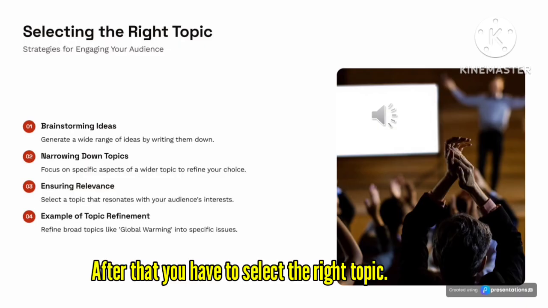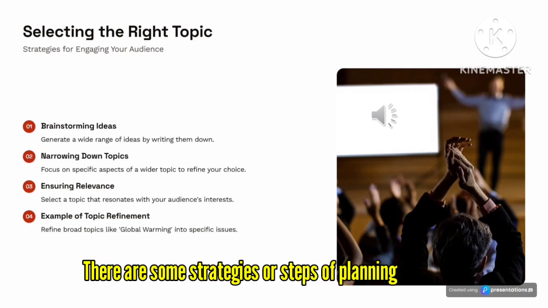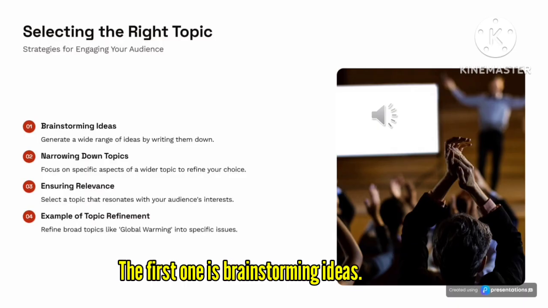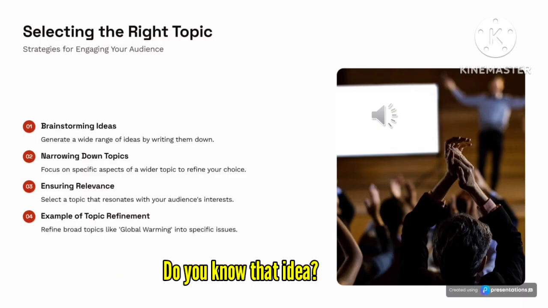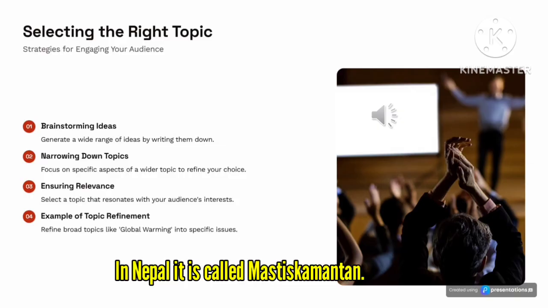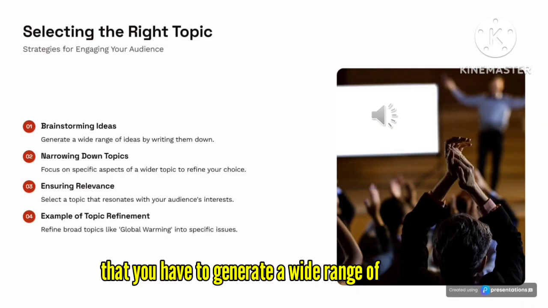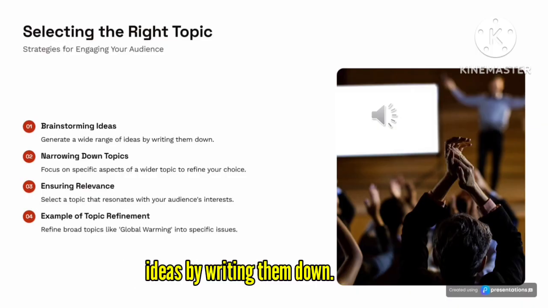After that, you have to select the right topic. There are some strategies or steps of planning how to select the right topics. The first one is brainstorming ideas. Brainstorming, do you know that idea? In Nepal, it is called Mastiska Manthan. Okay, Mastiska Manthan. That you have to generate a wide range of ideas by writing them down.